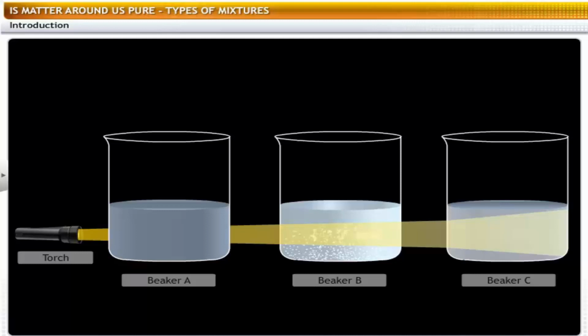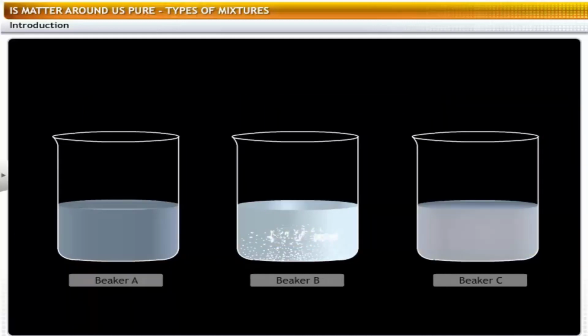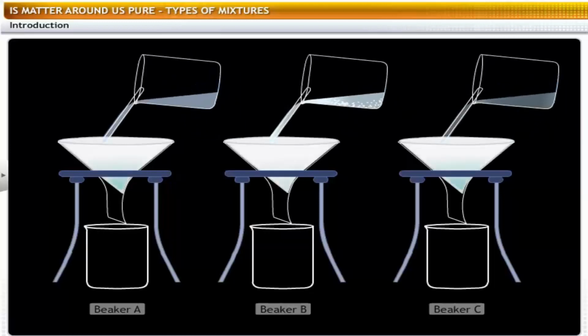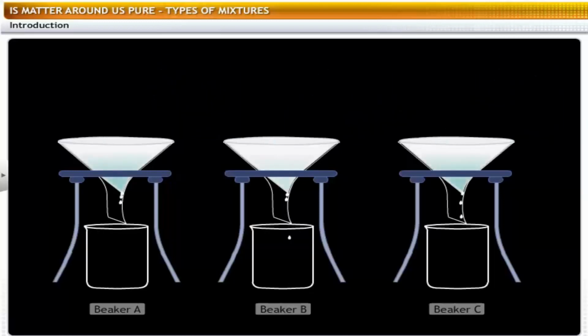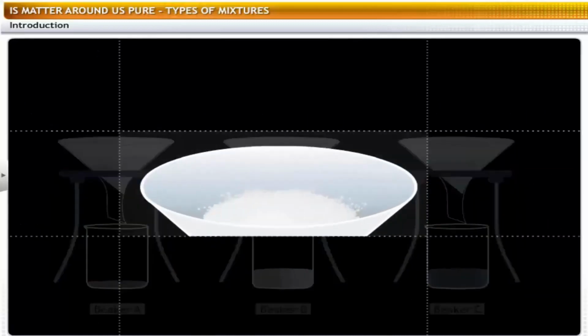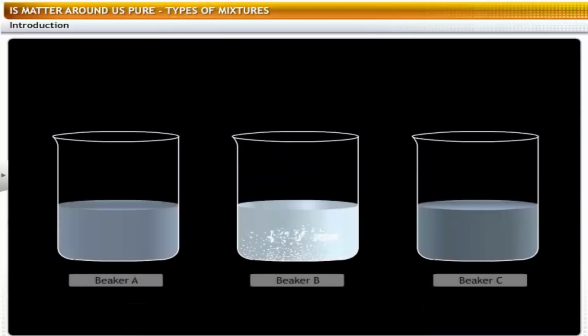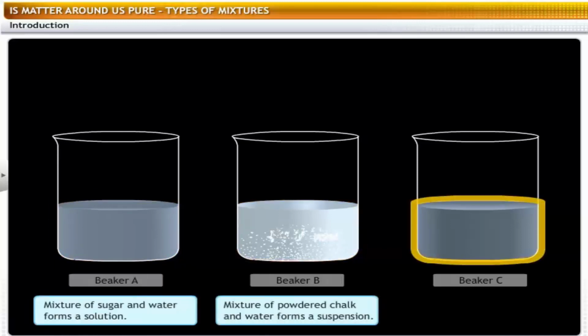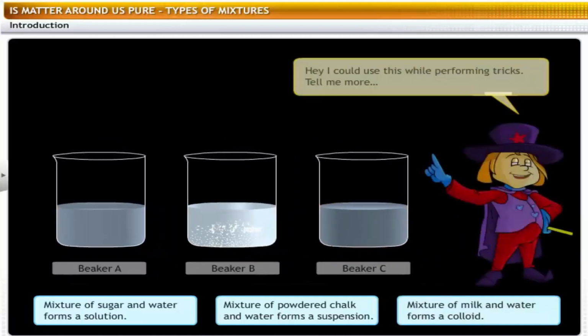The path of light is visible in case of B and C, but not in A. Leave the mixtures undisturbed for some time. Now, filter each of the mixtures. You will find a residue on the filter paper for beaker B. The mixtures in the beakers are of 3 distinct types. The mixture in A is a solution, in B is a suspension, and in C is a colloid.